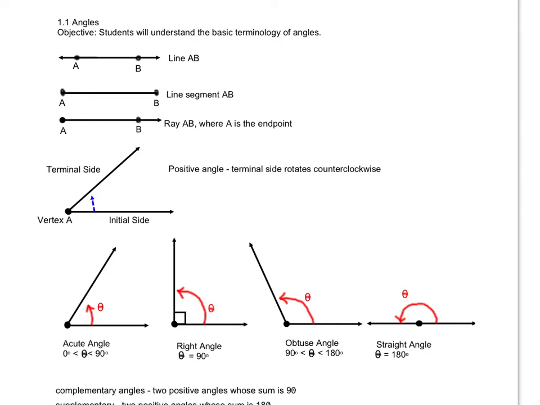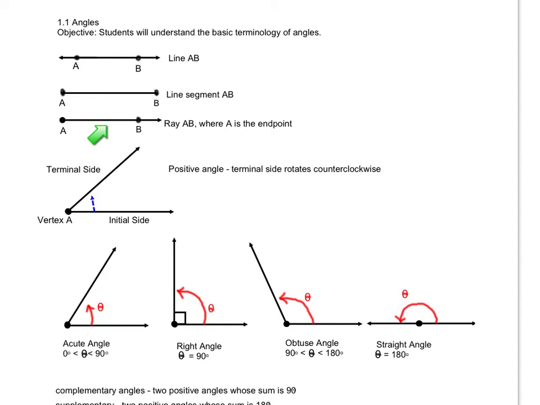Welcome to Trig. We're going to start off by refreshing our memories about angles. The first thing that we have when we have angles is a line, and a line continues in both directions forever. A line segment has two endpoints and contains all the points in between those two.